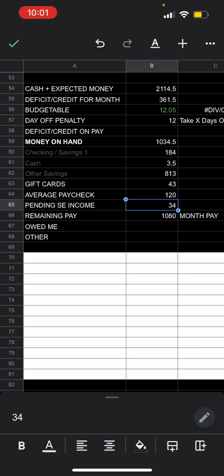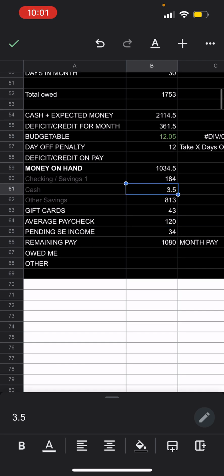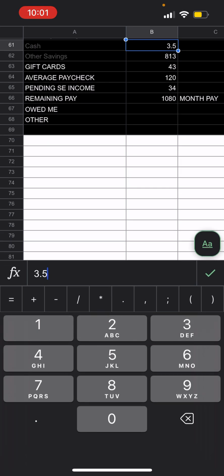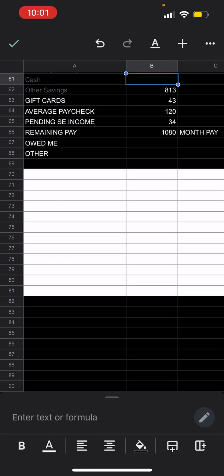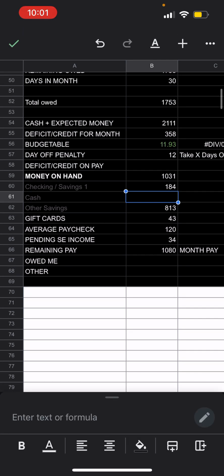I don't think I even have that much for cash at the moment, but I do have some pay from yesterday. And that just adjusts the money on hand there.